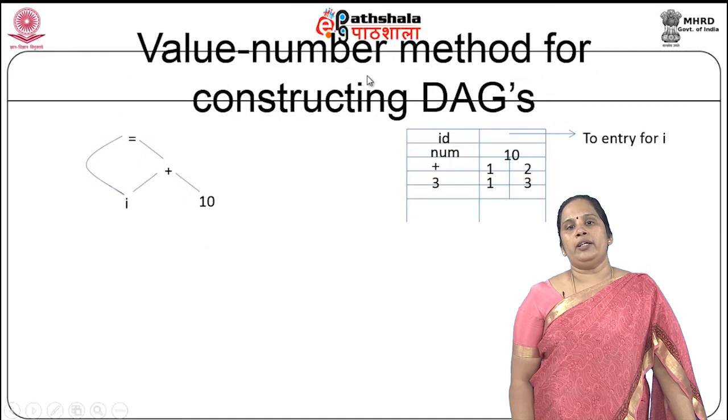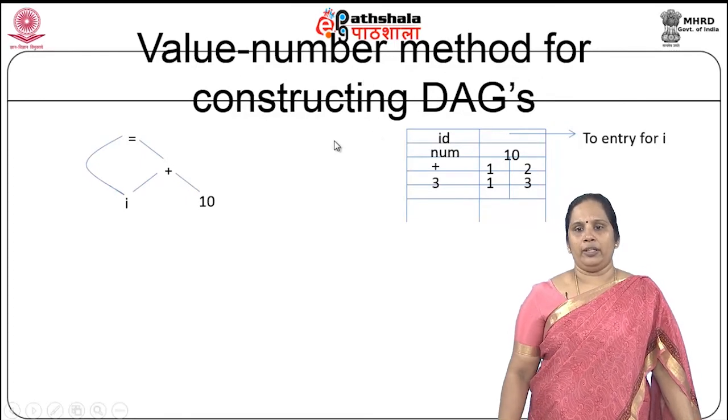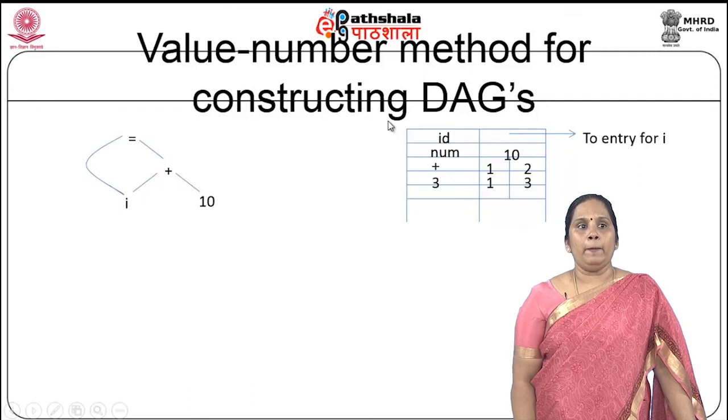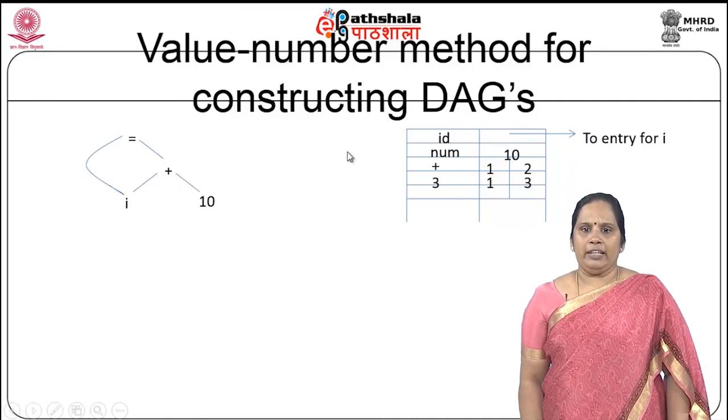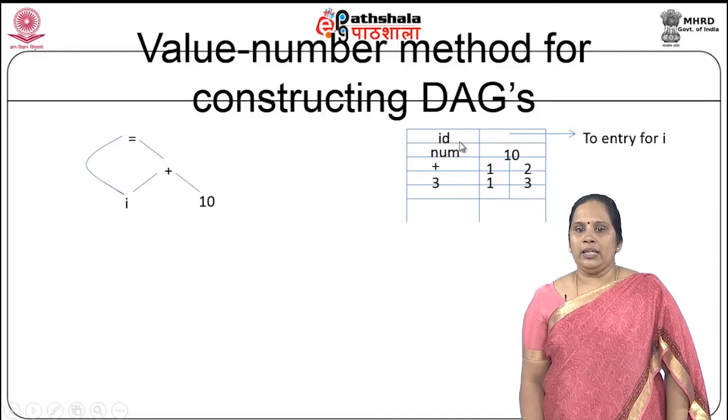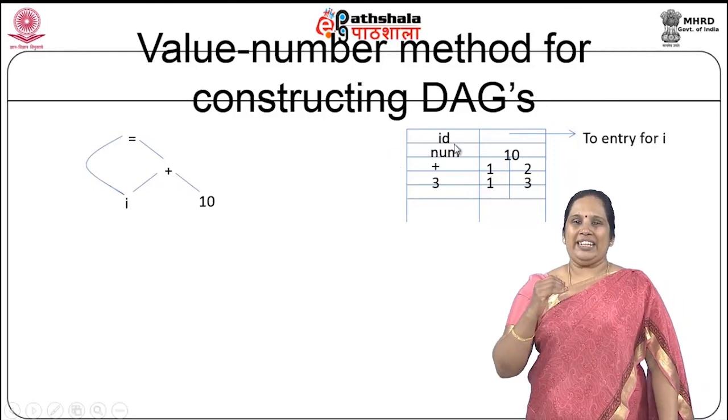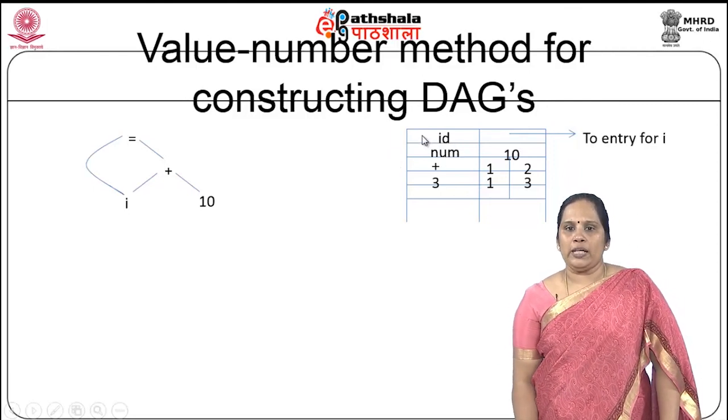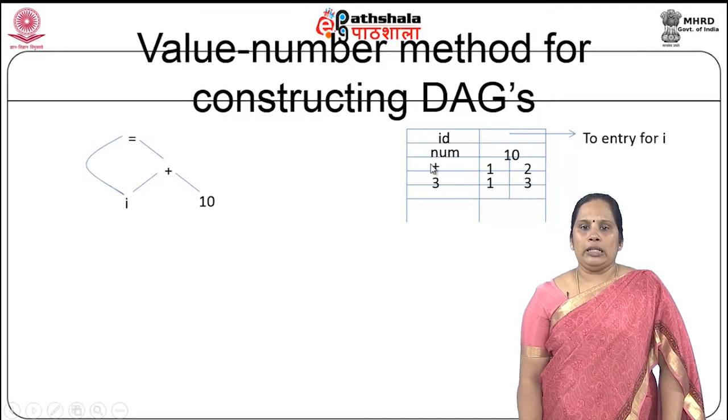Now there is one more method for constructing DAGs, one more representation for DAGs, which is the value number method, where supposing I have i is equal to i plus 10, the corresponding DAG will be something like this. So I will say here num corresponds to 10, ID corresponds to the address of i, and I have to add 1 and 2, that is, this refers to 1, this refers to 2. It's a table based, an indexing based approach. So the first row corresponds to index 1, second row index 2, third row index 3, and so on.